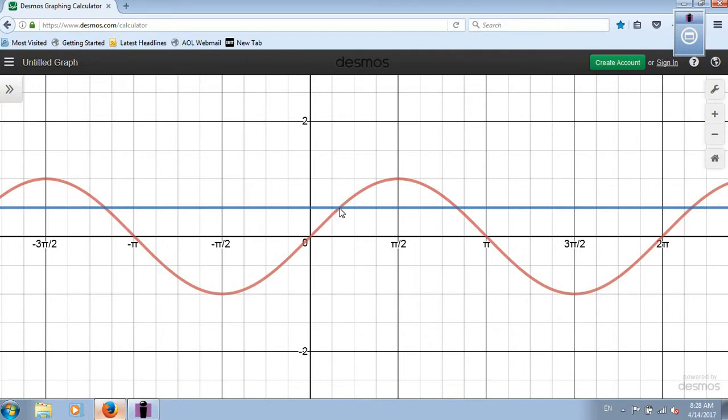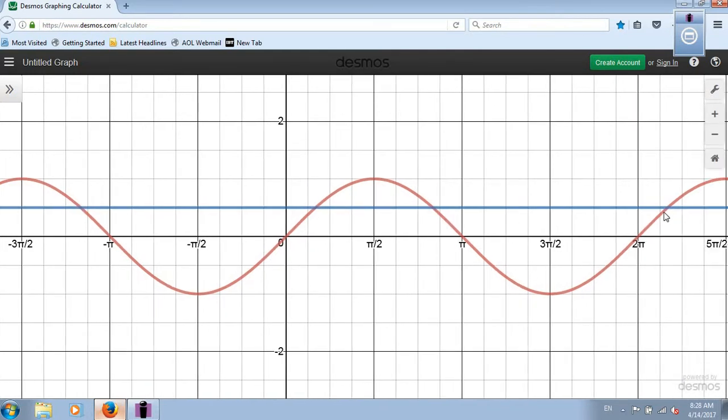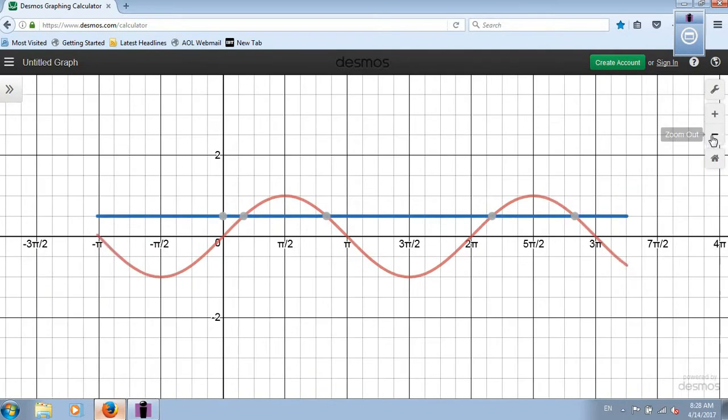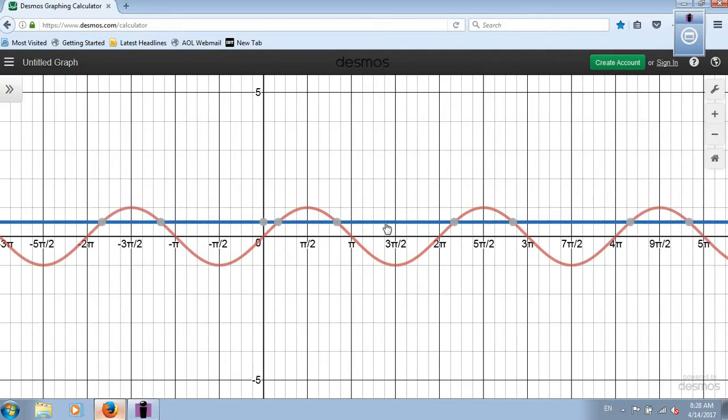So let's look at this. There's an intersection point somewhere here, pi over 6. And there's another intersection here, 5 pi over 6. There's another intersection point here, 13 pi over 6. And there's another intersection here, 17 pi over 6. So as you can see, it has a lot of intersection points. Actually, in reality, it has an infinite number of intersection points between the line 1/2 and sine x.